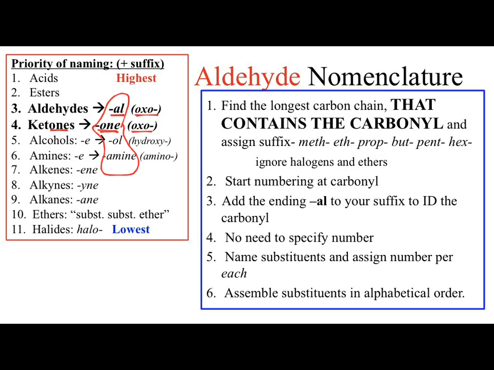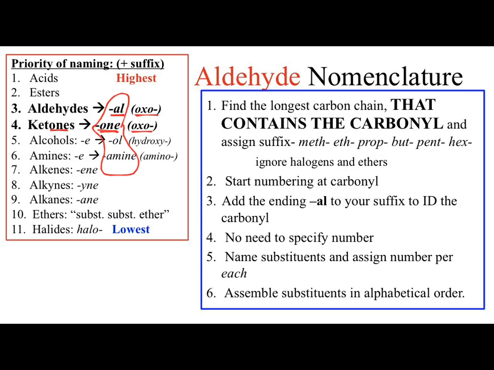Okay, so when we go through with our primary rules, we'll find the longest chain that contains the carbonyl when it comes to aldehydes. We'll go through and assign our suffix, our meth, eth, prop, but, all that fun stuff. We'll ignore our halogens, ethers, all that kind of deal. Start your numbering at the carbonyl. That will be carbon number what for an aldehyde?